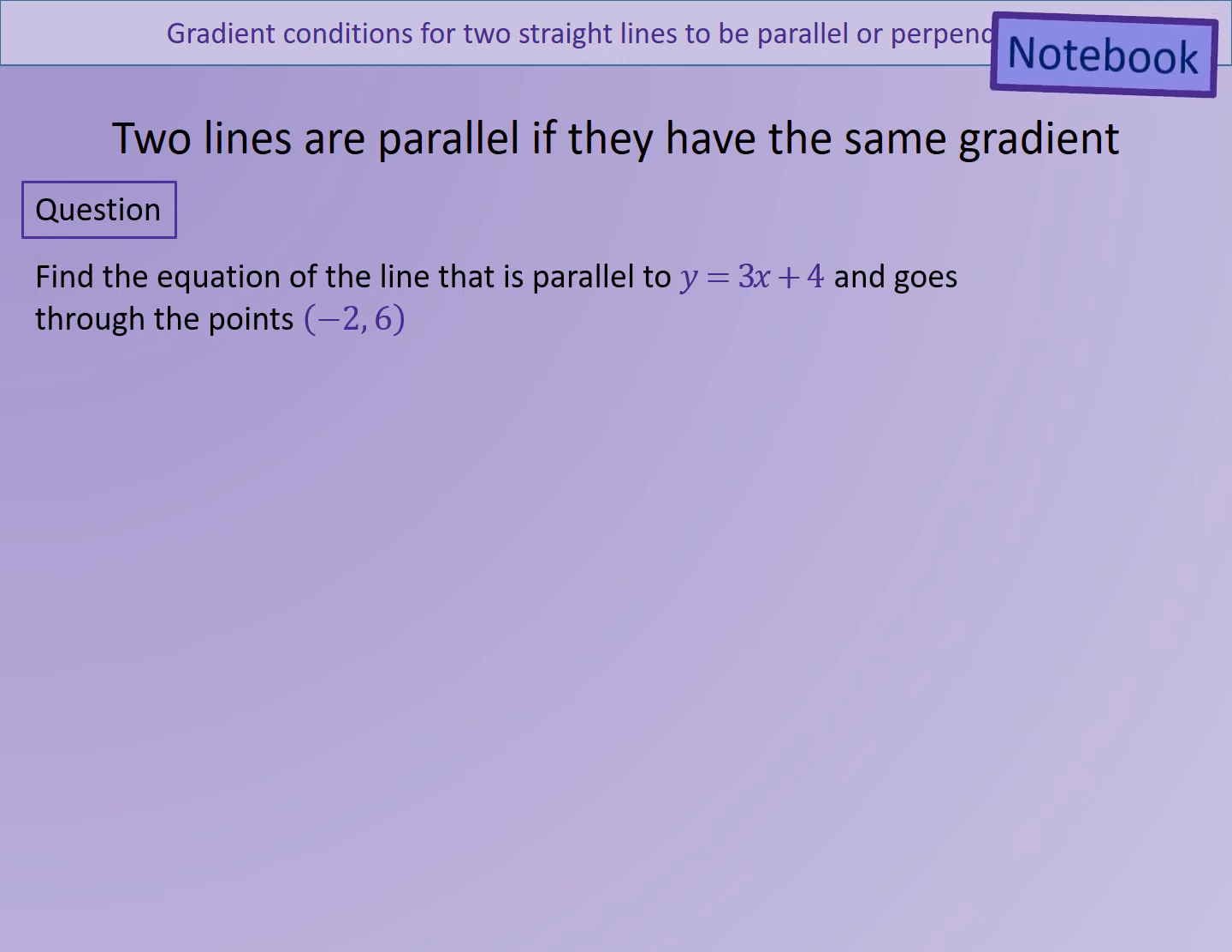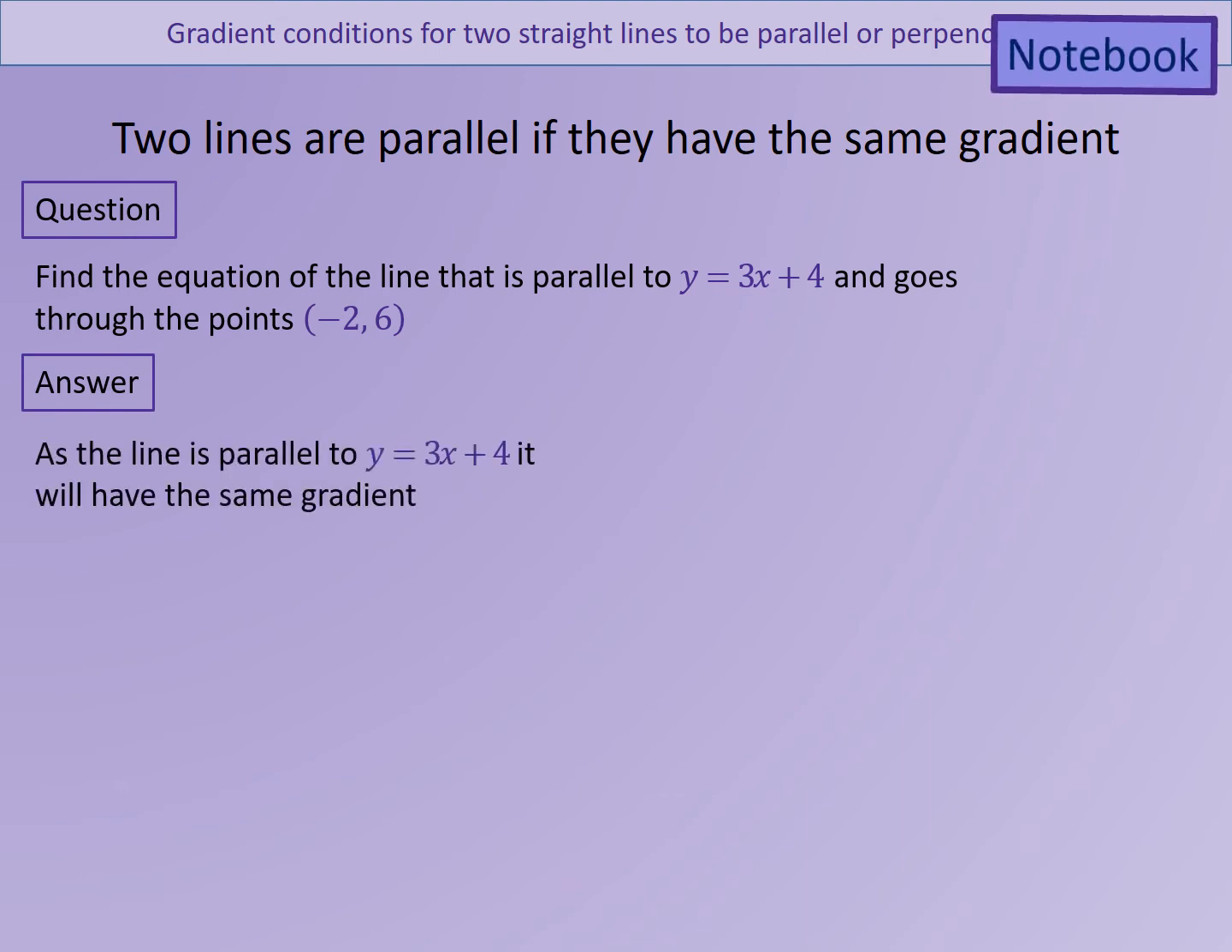I want a point that it passes through. Well, great stuff, (-2, 6). I've already got that information. And the second thing I need is a gradient. Now, my line that I'm comparing it to is y equals 3x plus 4. I know that that line has a gradient of 3. And therefore, if my line is parallel to this one, then my line is also going to have a gradient of 3. So I've now got all I need to be able to complete this question.